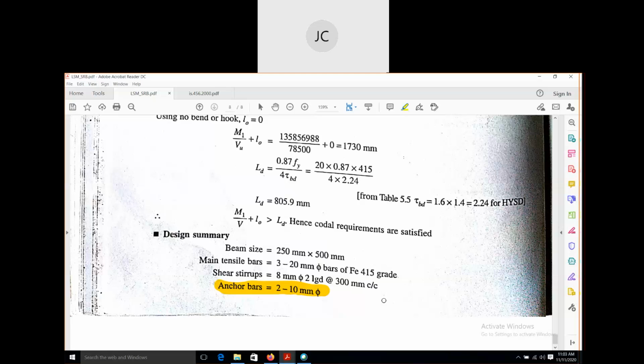Can you tell me what anchor bars are? Anyone? Don't know, sir. Okay. Now you see this is a singly reinforced beam. That means we are providing main reinforcement at the tension zone, and also we have to provide shear reinforcement.